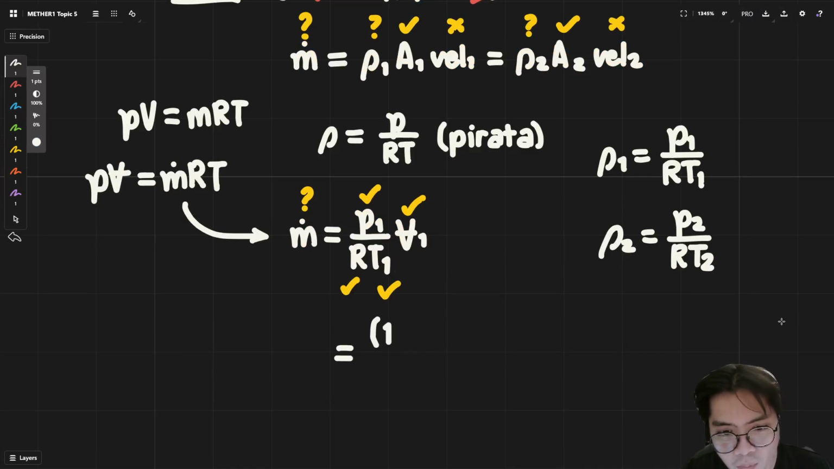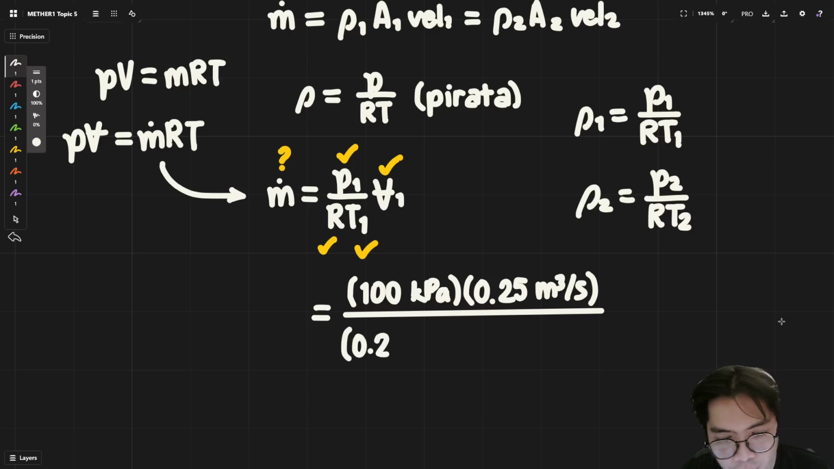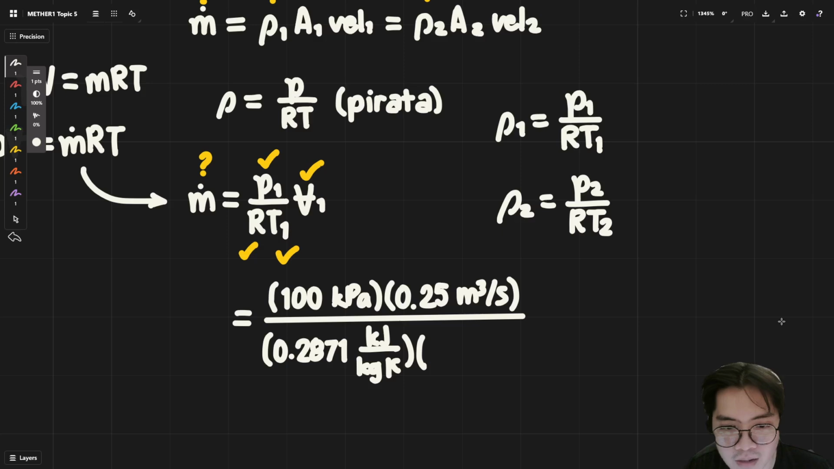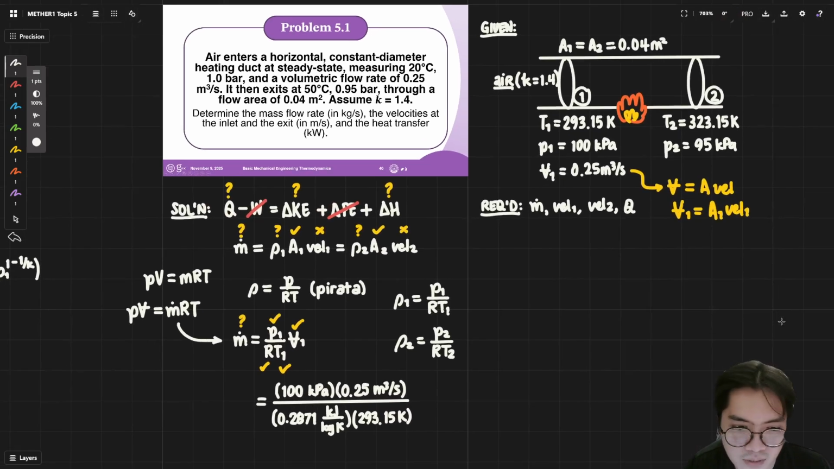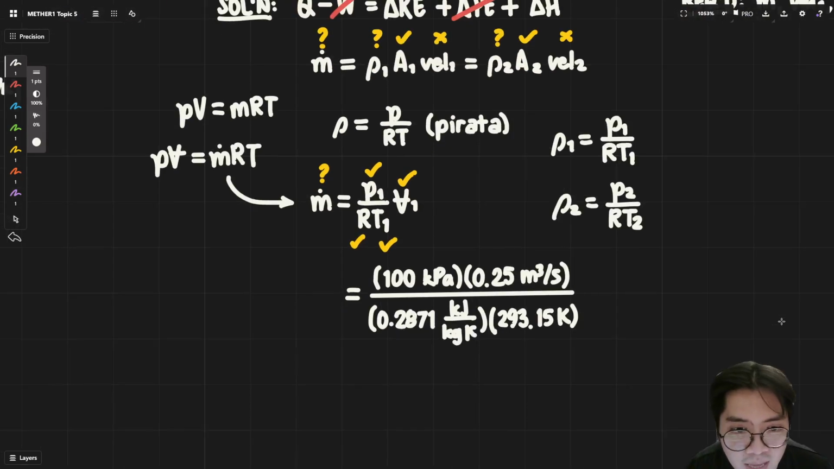We will get 100 kPa times 0.25 meter cube per second all over, we have our R here, which is 0.2871 kJ per kilogram Kelvin, and this is now 293.15 Kelvin from before. Hopefully, you guys are starting to put all of that together. Let me see if I got this correctly. PV slash RT. Okay, everything is good. Let's look at the units before we say anything else.